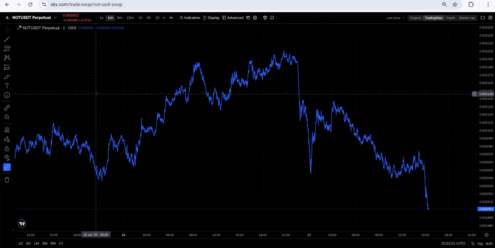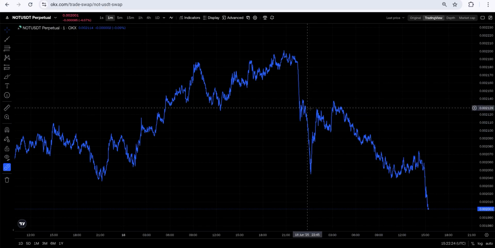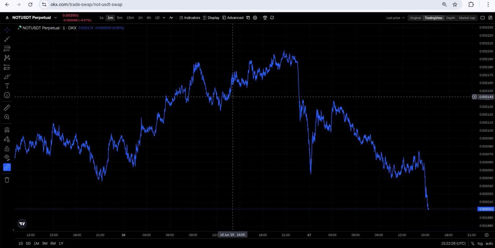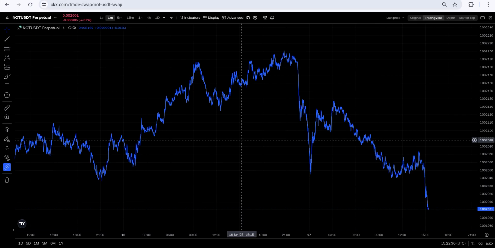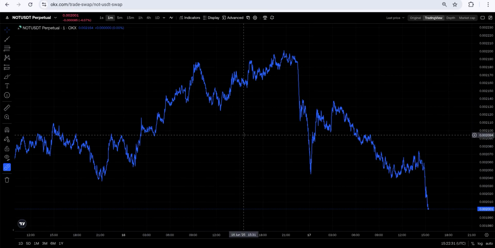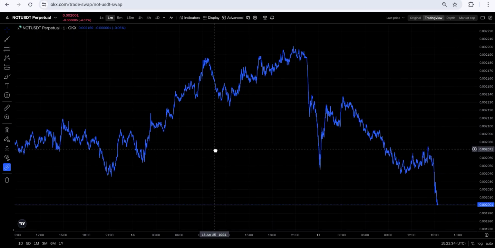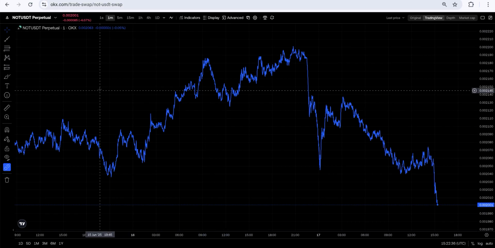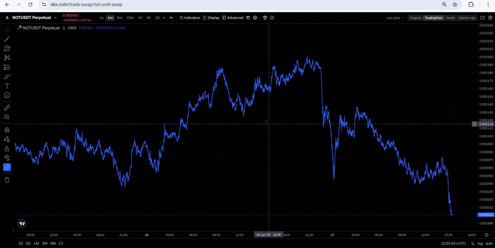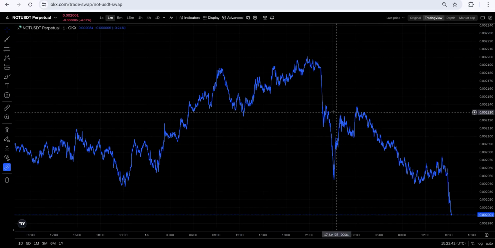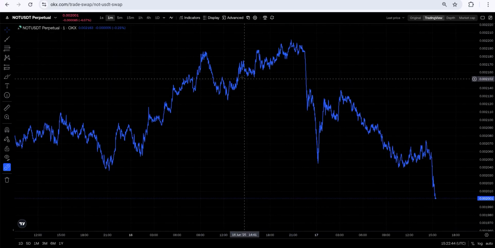Now we are going to look at analyzing the market. As you know, we use trend lines. We are looking at this chart here, a very beautiful one. We have the crypto market going down.